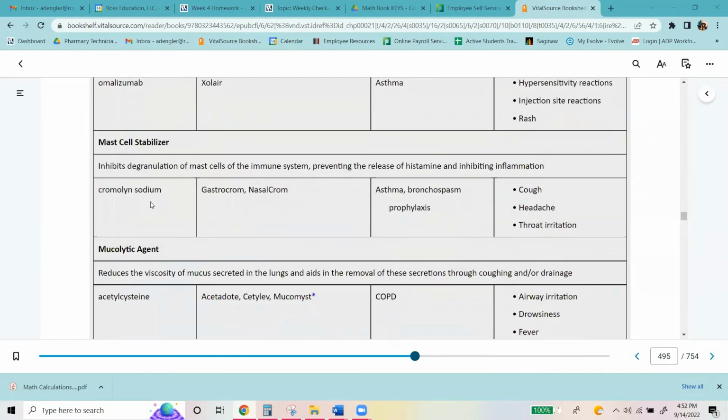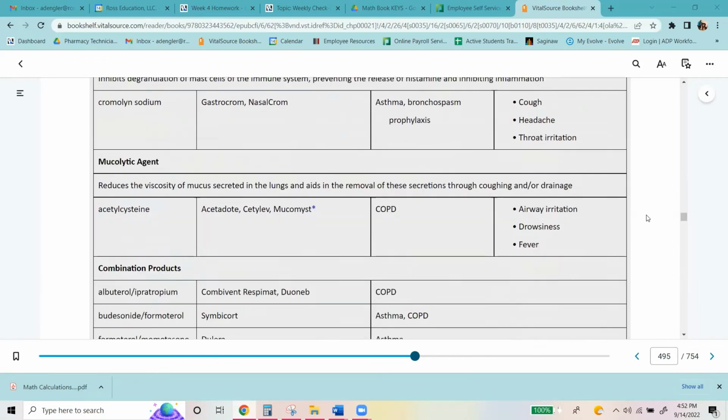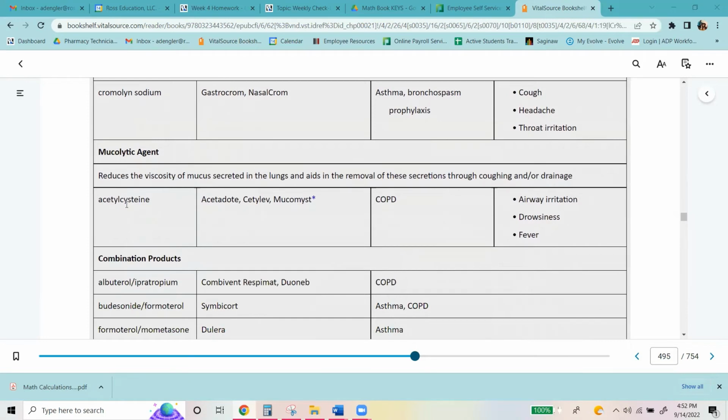We have a mast cell stabilizer, cromolyn sodium. It inhibits degranulation of mast cells of the immune system, preventing the release of histamine and inhibiting inflammation. We have a mucolytic agent, acetylcysteine, most commonly called Mucomist, but it also has Acetadote and Cetylev. I don't know those two, but Mucomist I definitely have seen prescribed quite a bit in both hospital and retail pharmacy. Reduces the viscosity of mucus secreted in the lungs and aids in the removal of these secretions through coughing and/or drainage.